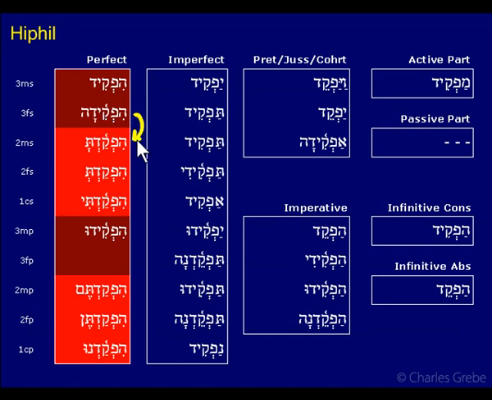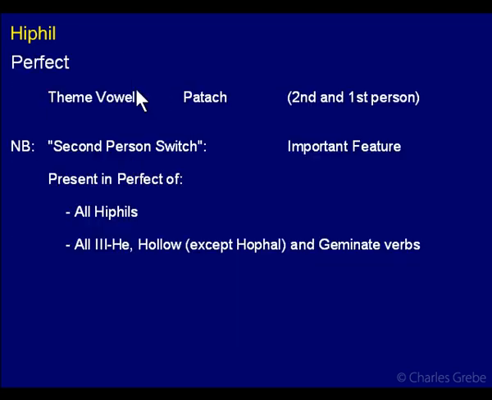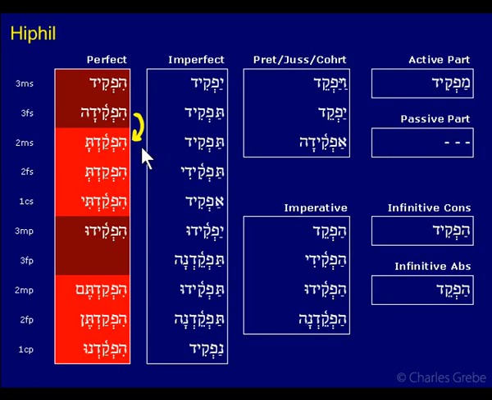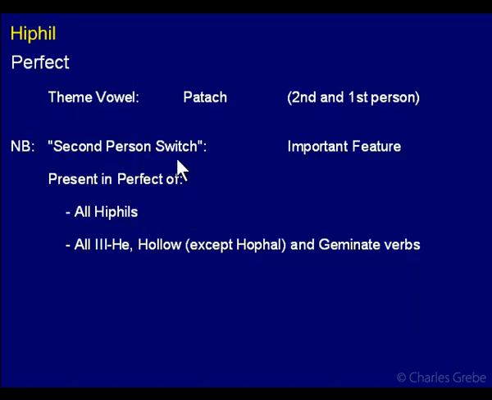But in the PL I talked about second person switch. When you went from third to second person, then your theme vowel changed from tsere to patach. And we have that in the Hiphil as well. So theme vowel is patach in the second and first person. That's these bright red ones here. Theme vowel is patach. I call this a second person switch.